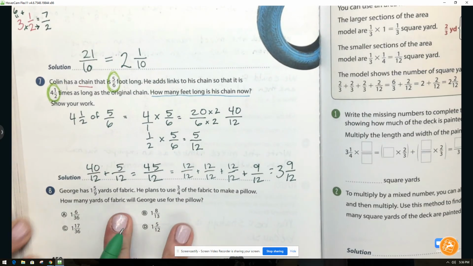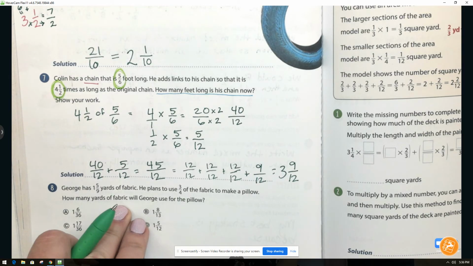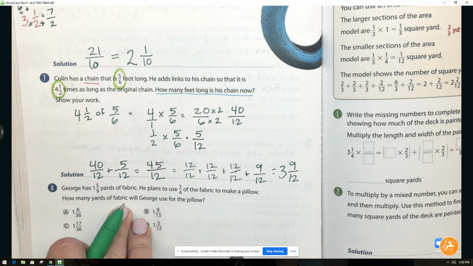I don't know if that was the best method. I didn't like it that much. But again, it might be your best method. I don't think so, but it might be.